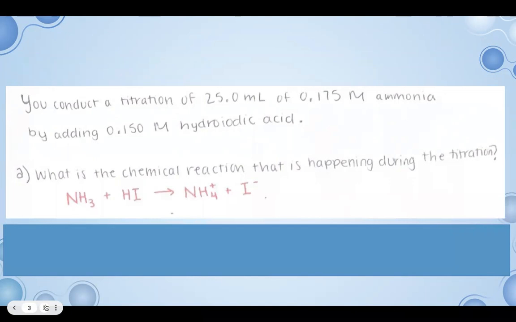Step A is just asking us to write out the chemical reaction that represents the titration. For that, the approach we take is just adding together our two reactants, ammonia and hydroiodic acid. And the products we get are ammonium and the iodide ion.